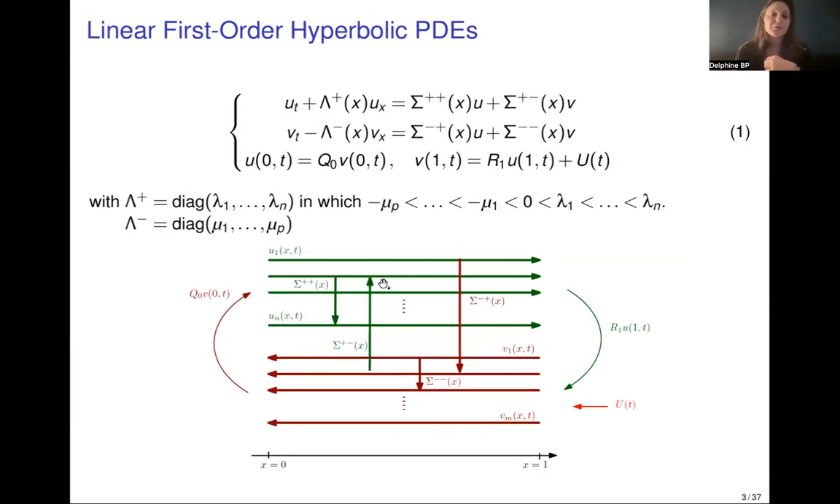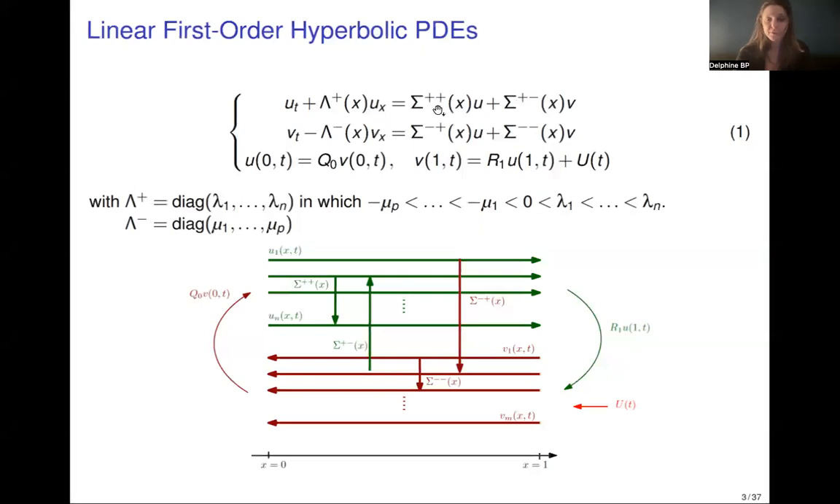Each of them, u1, u2, u3, etc., has a different positive velocity, denoted here as lambda 1, and so on. We assume without loss of generality that these lambdas are ordered, so lambda 1 is the smallest velocity and lambda n is the largest. They interact with v through these terms sigma plus plus and sigma plus minus.